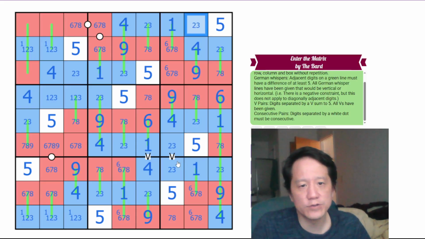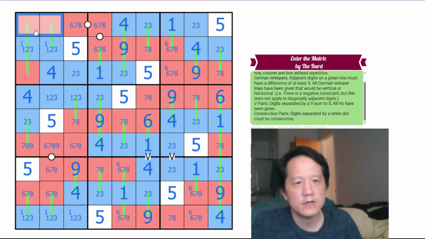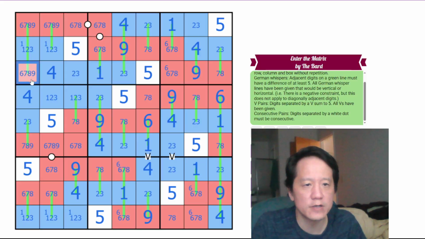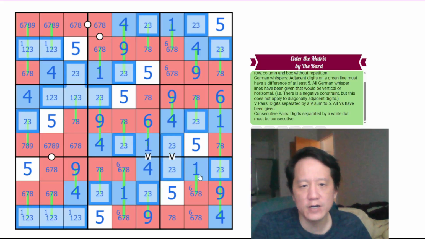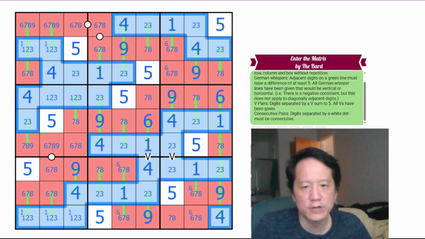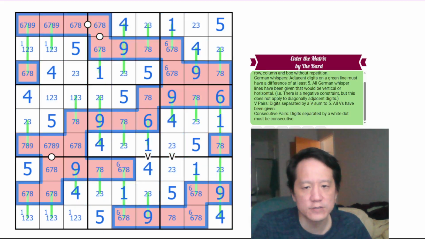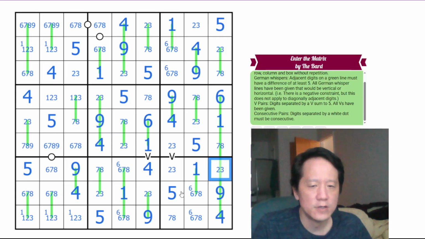This is 2 or 3. Okay, so we have 6 through 9, 6 through 9, but this can't be 9 here. We have all the highs and lows accounted for. So now let's color various things so that we can figure out where they're related to.